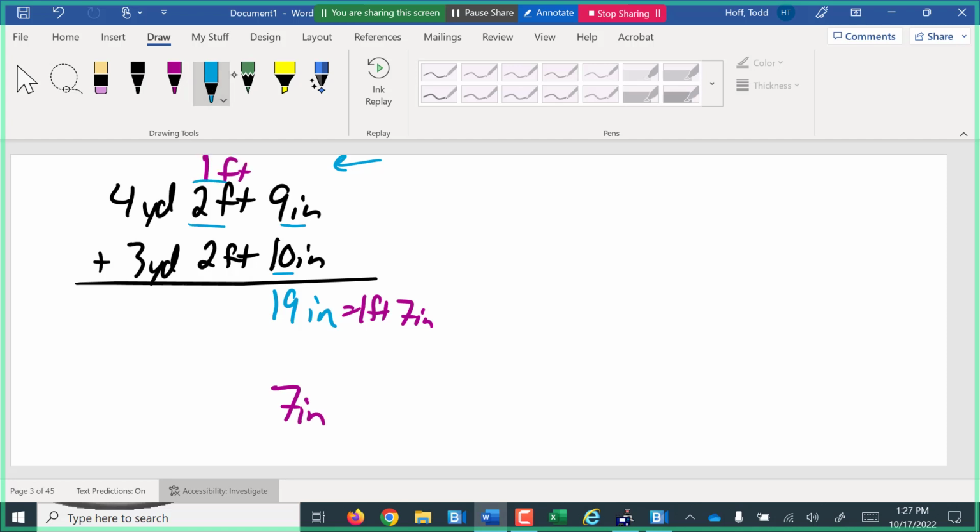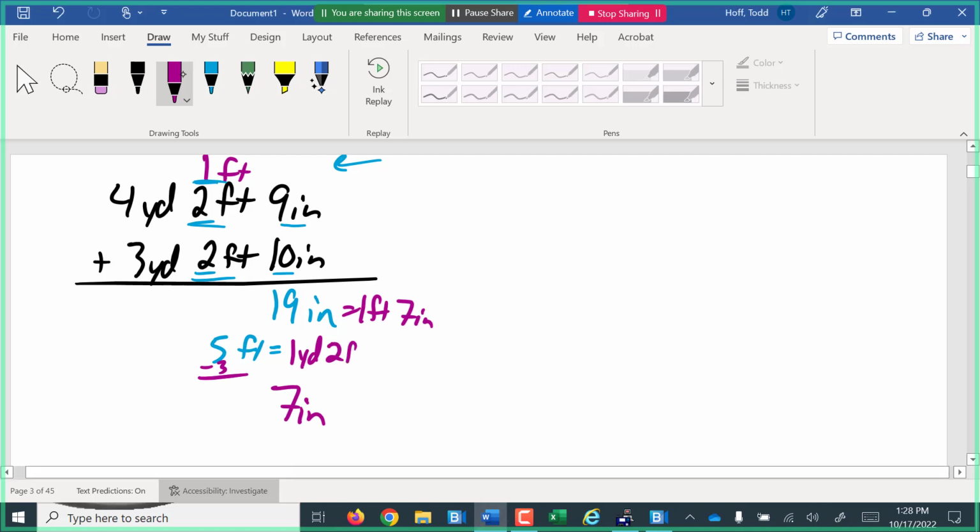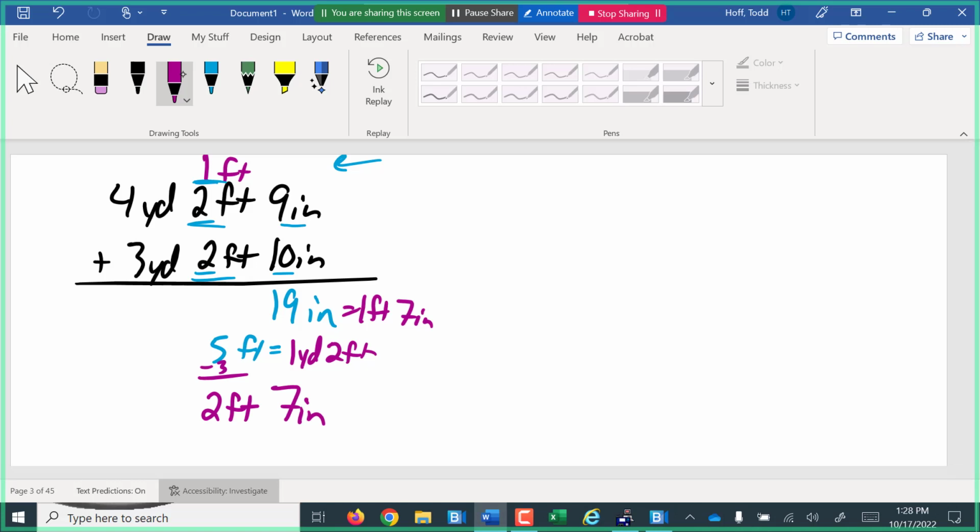So now we have 1 foot, 2 foot, and 2 foot makes 5 feet. Good. 5 feet is more than a yard. It's 1 yard and how many feet left over? 2 feet. There you go. So we keep our 2 feet and we'll carry our 1 yard. 1 and 4 and 3 make 8 yards. So 8 yards, 2 feet, 7 inches.